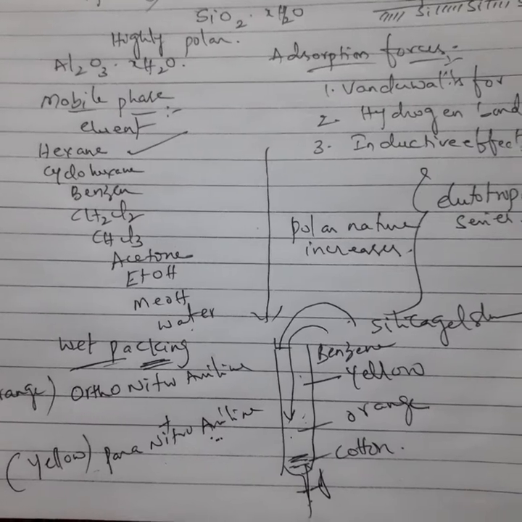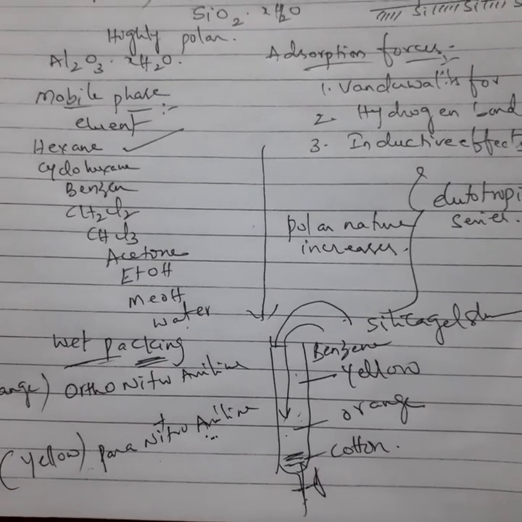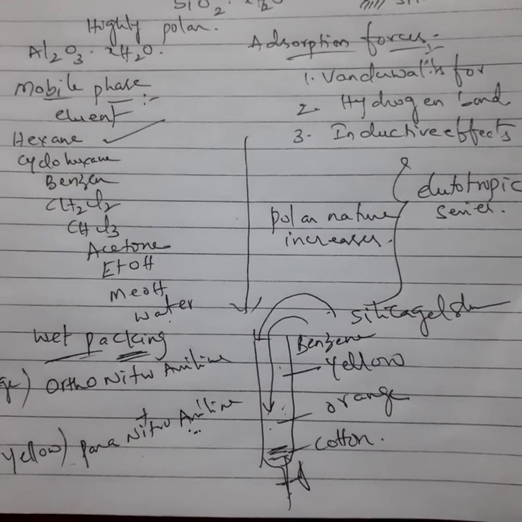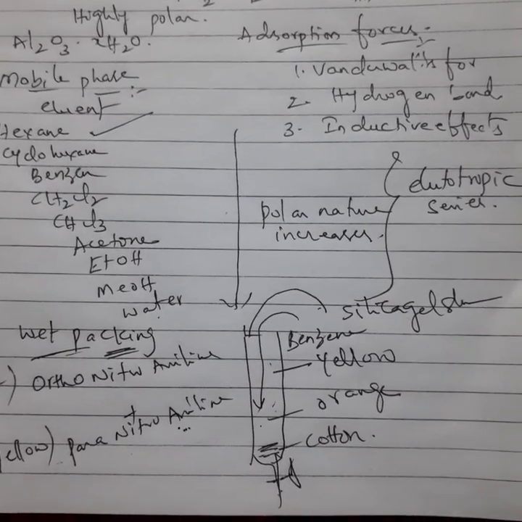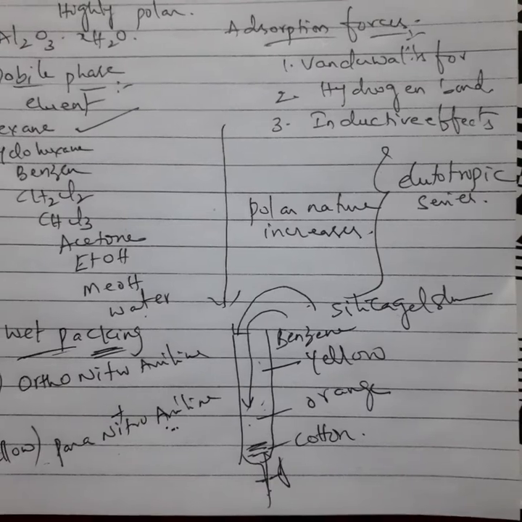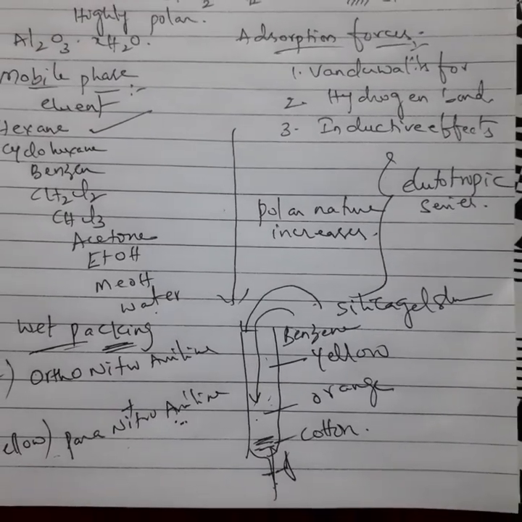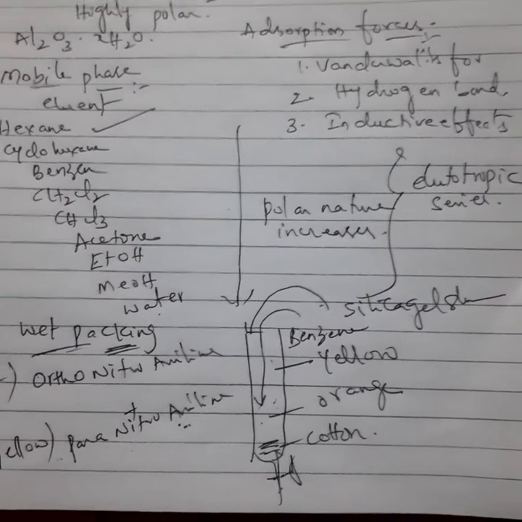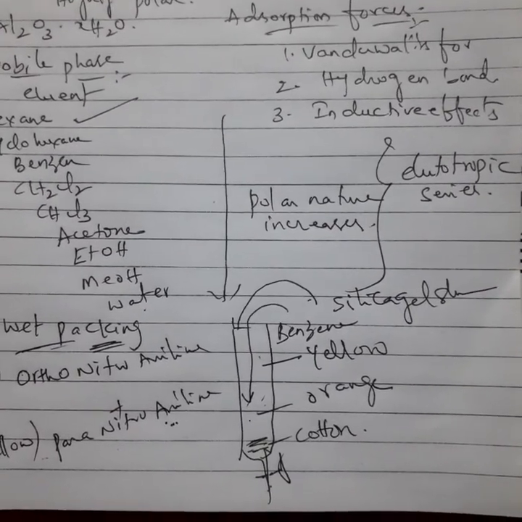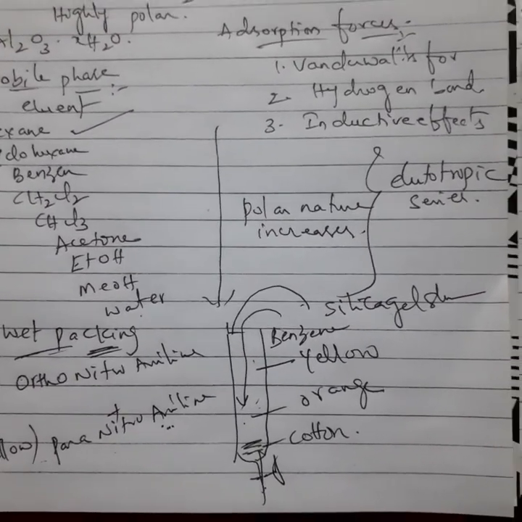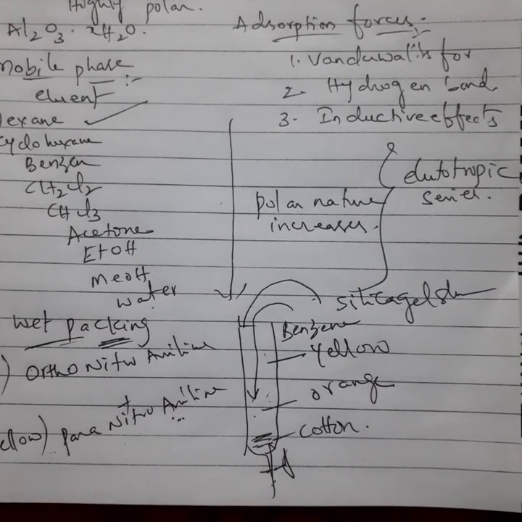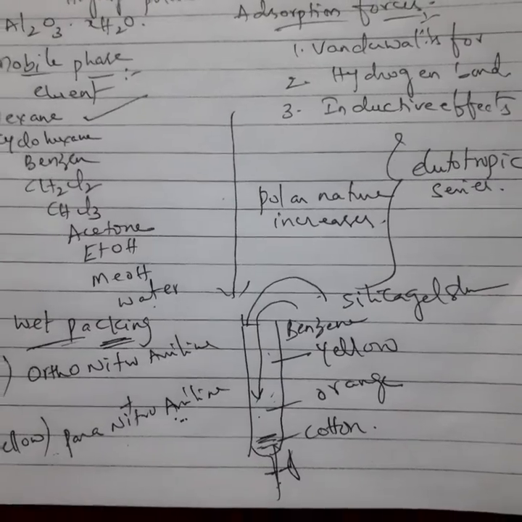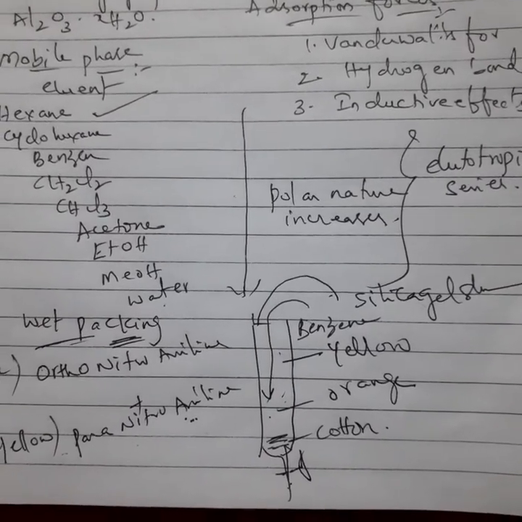It means wet packing method means we are preparing silica gel slurry. Means first we are taking silica gel and making it in the form of powder, and by adding benzene or a suitable organic solvent we are making it in the form of a semi-liquid paste, and that semi-liquid paste is transferred into the column. You need to wait for 10 to 15 minutes of time, so that the column will become dry. Okay, so that is the main thing happening in this wet packing method.